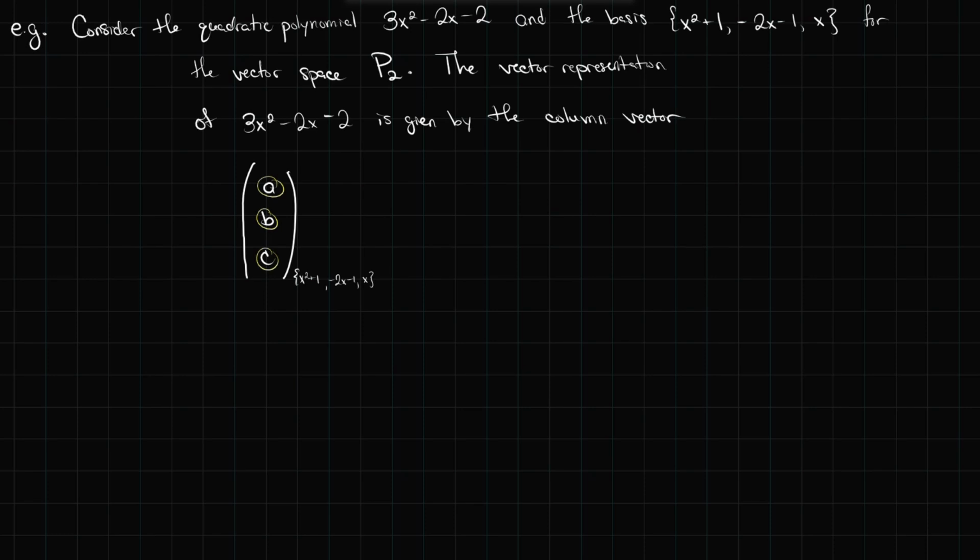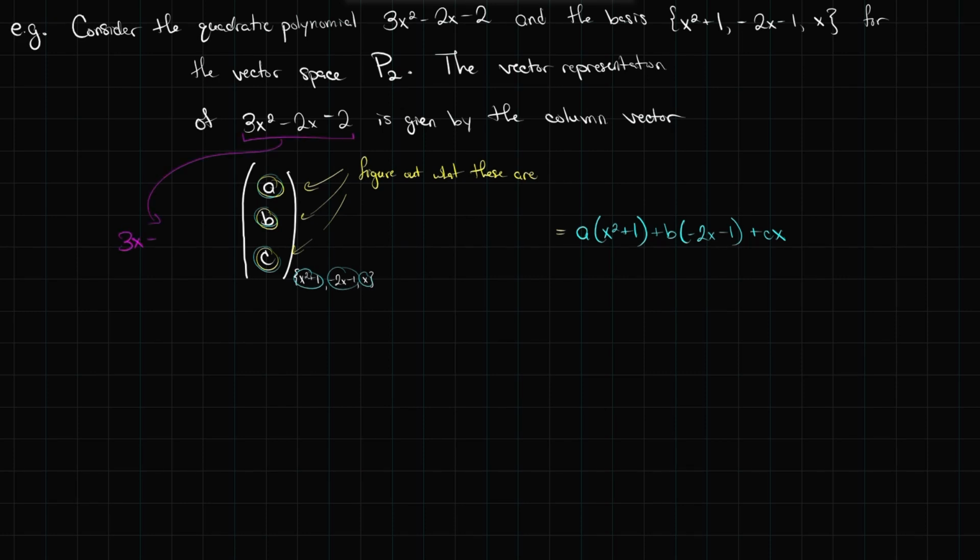But we should figure out what these are. To figure out what those are, what I need to do is set up what this is representing. This represents an a multiplying the first term. So I've got a times (x squared plus 1). I've got a b multiplying the second term in the basis, (negative 2x minus 1). And I've got a c multiplying the third term in the basis, plus c times x. And I want this to be equal to 3x squared minus 2x minus 2.